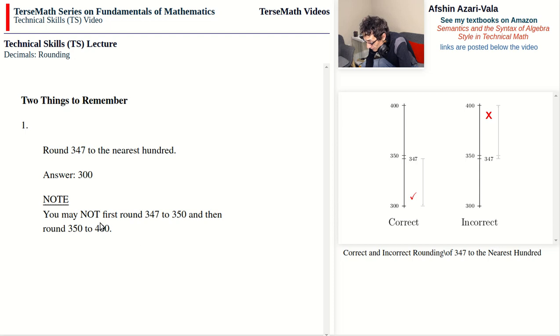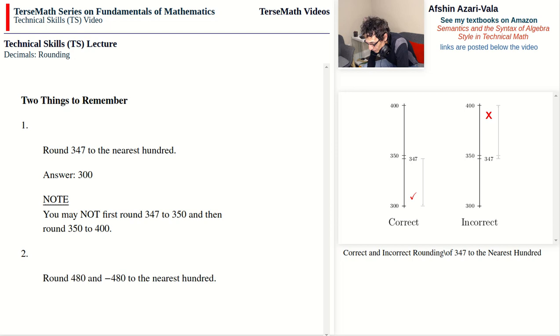And the problem with rounding twice is that when you round to the nearest 10, you effectively push 347 up to the halfway point, and then you push it up again to the nearest 100, and that's not what we expect. So this approach doesn't give us what we want. We would want to get 300 for 347 because it's closer to 300 than 400. So you may not round twice in a row. You may not round to the nearest 10 first and then round to the nearest 100. That's one thing to remember.